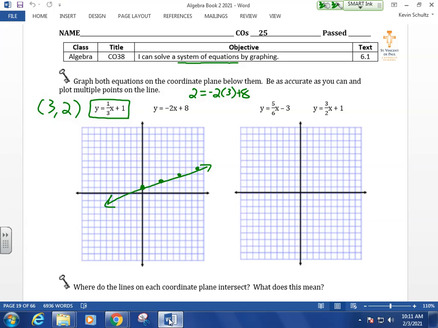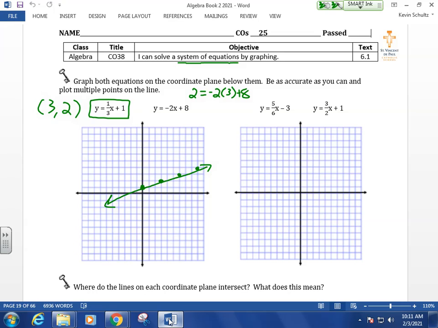What is true about every ordered pair that's on that line right now? What do they all have in common? Caleb? They all have the same slope. Right, because they're all part of the same line. What else? Which equation are they all solutions to? Blake? The first one, because that's what we just graphed. Every ordered pair on this line is going to work in y equals 1/3 x plus 1.